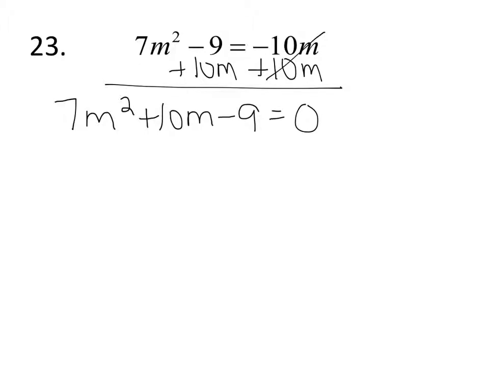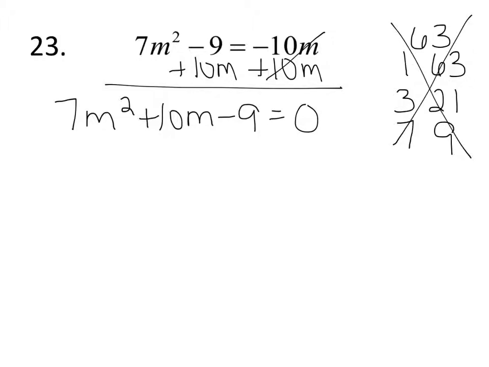So first I'm going to try to just do regular factoring. 7 times 9 is 63, and we need to find factors of 63 that give us 10. So I've got 1 and 63, 3 and 21, and 7 and 9. None of those are going to give us 10, so we're going to have to use the quadratic formula. So A is 7, B is 10, and C is negative 9.